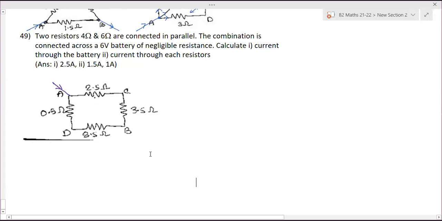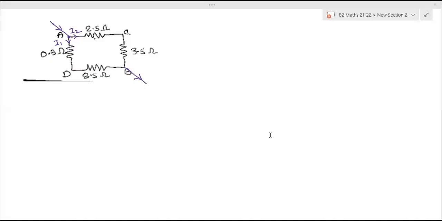Ma'am, actually, the screen is frozen. That's what I'm also saying. Let me completely stop sharing. Now, are you able to see the screen? Yes, ma'am. I'm writing that you are able to see. Yes, ma'am.